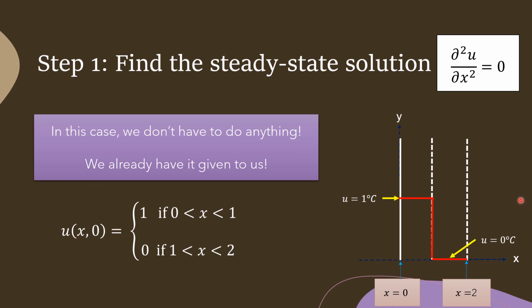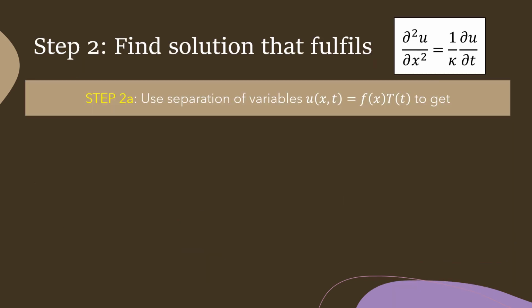So now let us go to step number 2. Step number 2, we need to find the solution that fulfills this heat flow equation, right? Let us just recall what we talked about in the previous lecture. We talked about using the separation of variables. So we assume that u(x, t), the temperature, can be written in a separable form. That is, you have a function f that depends on x alone, and you have another function that depends on t alone, right?